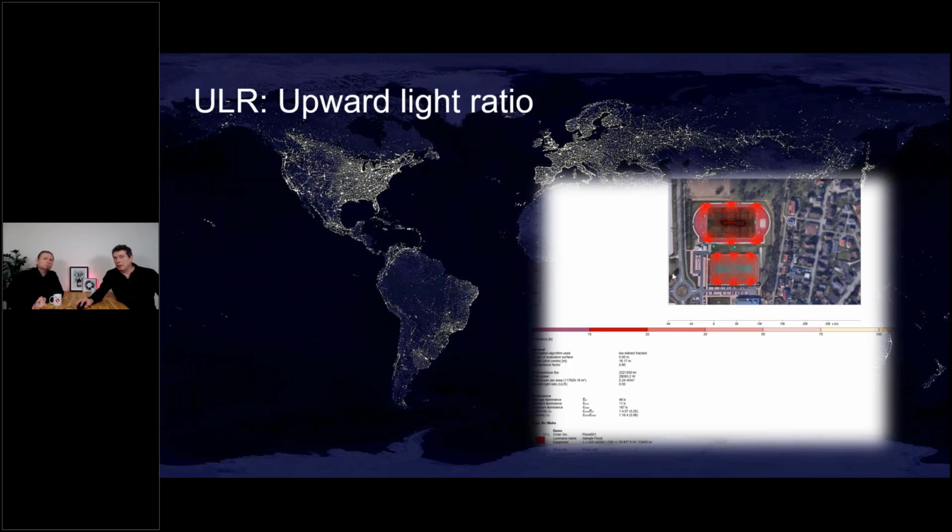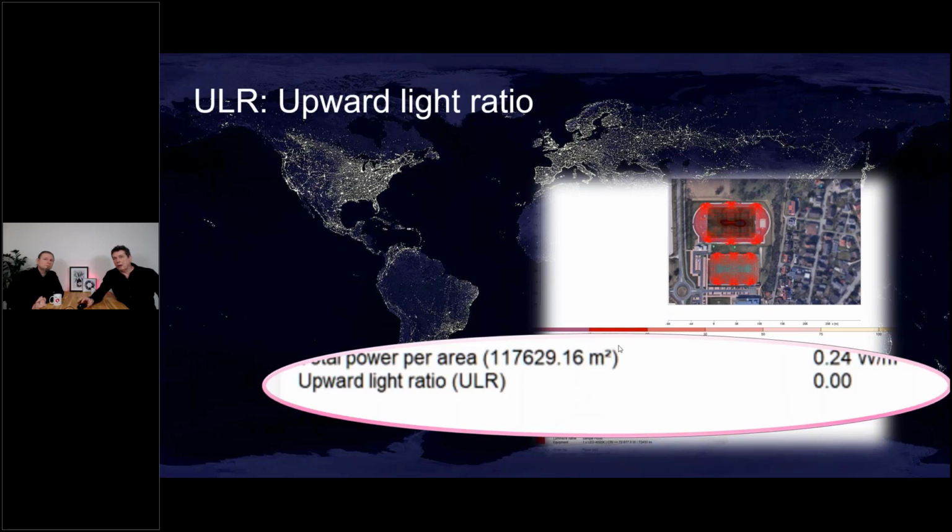This is already implemented, and you will find it on the result overview of exterior scenes. You can switch this on or off in the properties if you want to have it displayed, and then you will also get this upward light ratio. It is also available in road lighting and in the result overview of road lighting.